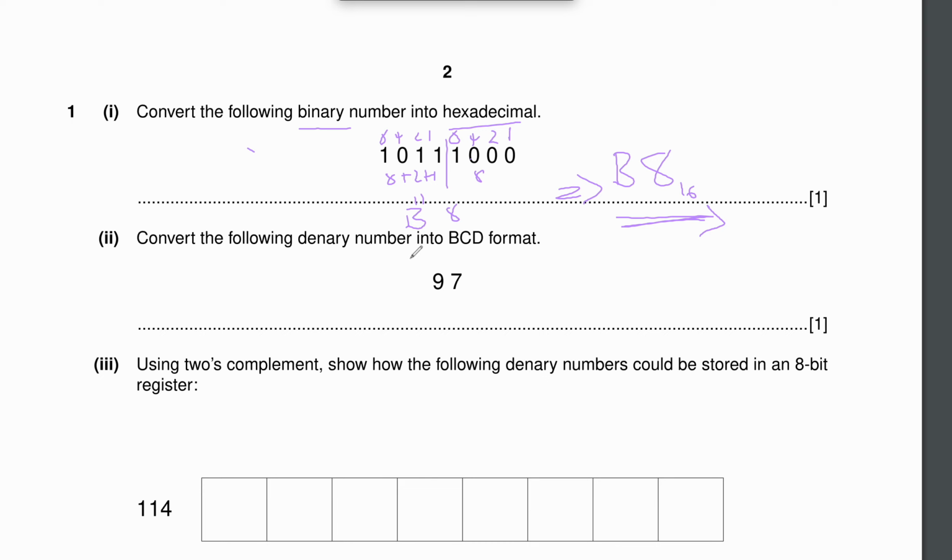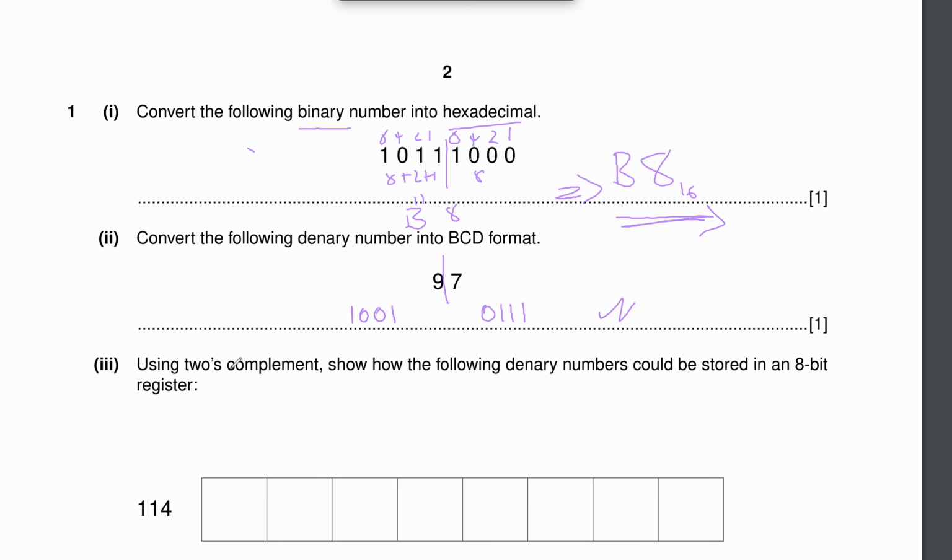Then here, convert the following into BCD. I need a 4-bit binary representation for 9 and for 7. 9 is 1, 0, 0, 1. For 7, it's 0, 1, 1, 1. That becomes my solution.